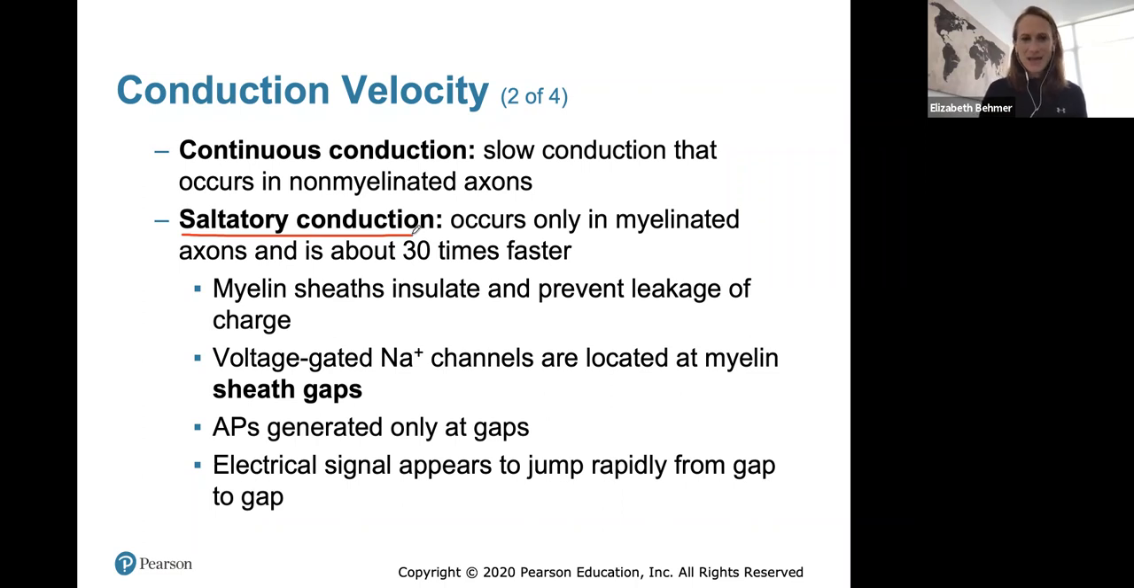The myelin sheaths act as an insulator to prevent the leakage of charge, and voltage-gated sodium channels are located at the gaps between myelin. This means that the action potentials are generated only at those gaps between myelin sheaths. So the electrical signal jumps between gaps, and I'll show you that.